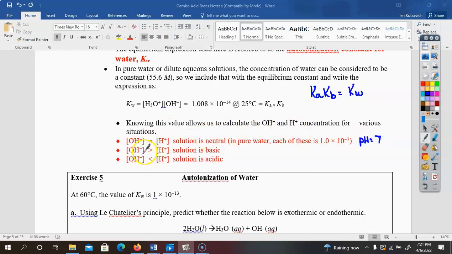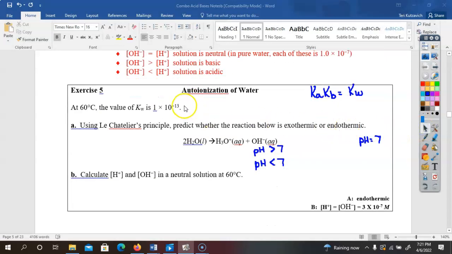If your hydroxide ion is greater than your hydrogen ion, it's going to be basic, so that's going to be a pH of greater than 7. And if the hydroxide ion is less than the hydrogen ion, it's going to be acidic, so your pH is less than 7. All right, so let's do some work here.